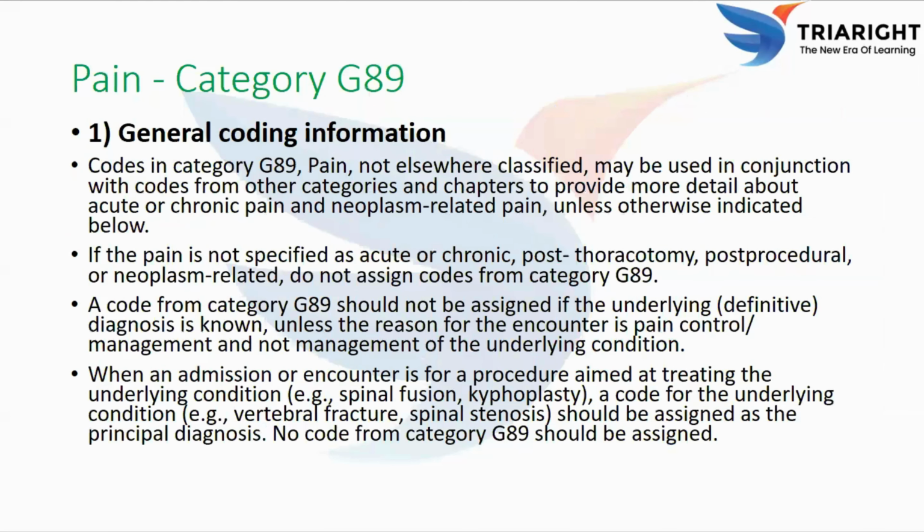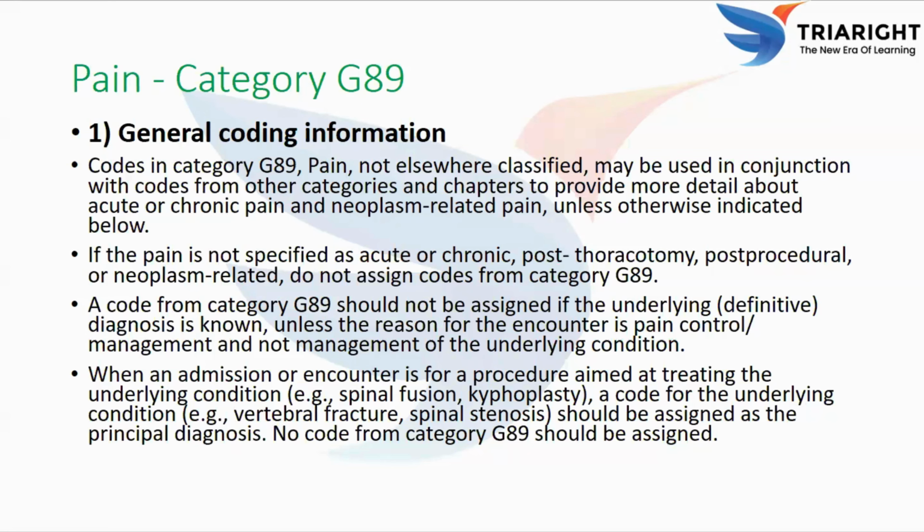Coming to the next guideline, about pain. What is the category for pain? The G89 series. ICD-10-CM category G89 is used for different types of pain. When the pain needs extra detail beyond the main diagnosis, you use these general coding rules. Let's go into the rules.